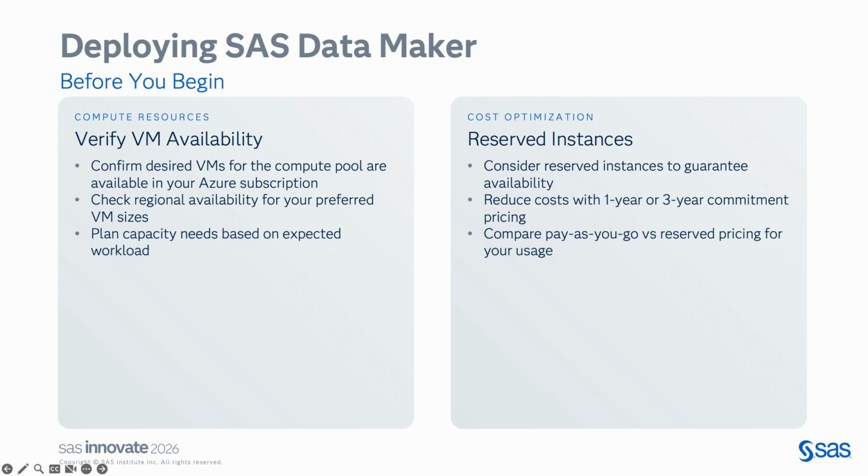Some recommendations are you might want to consider reserved instances, because the way Data Maker works is we spin up compute instances as they're needed as the demand increases within the application. And when the demand wanes, we spin those compute resources down. If you choose VM types that are pretty popular or maybe limited within your tenant, you could run into a situation where we try to spin up an instance and there's no availability. So reserved instances will ensure that you always have capacity for the compute for your Data Maker instance.